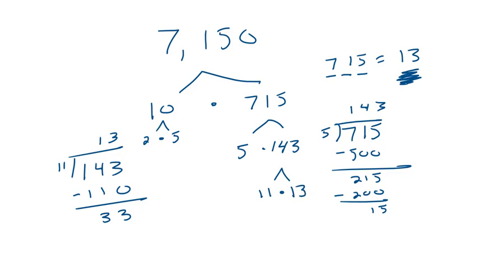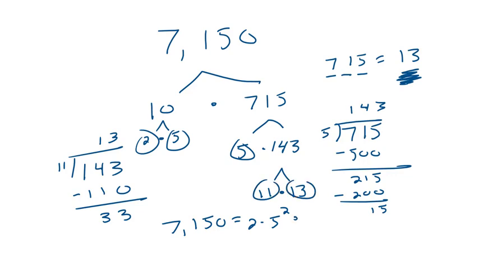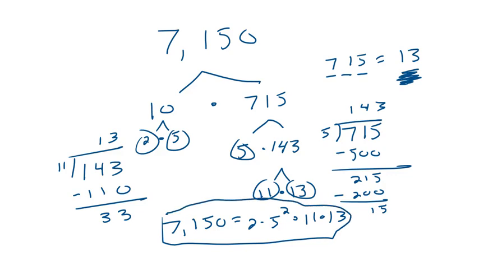So the prime factorization, I'll write it below, 7,150 equals, it's what? So I'll look underneath. We have 2, we have 5, we have 5. So 2 times 5 squared times 11 times 13. That is the prime factorization of 7,150. A little low on space there. How many primes is that? 1, 2, 3, 4. So the answer is 4.